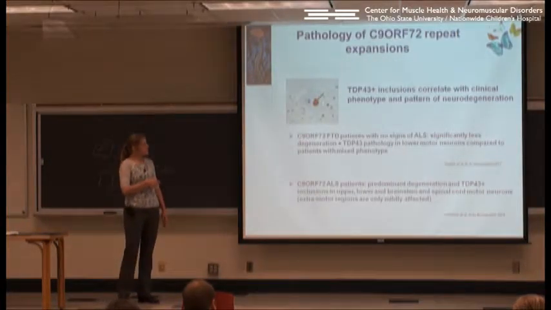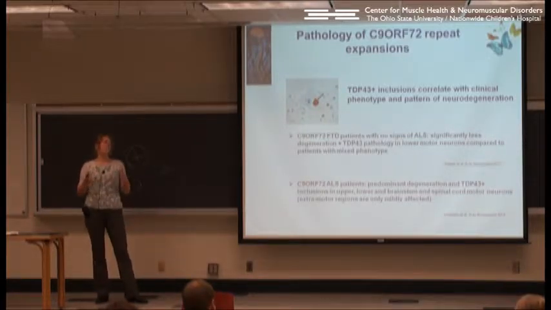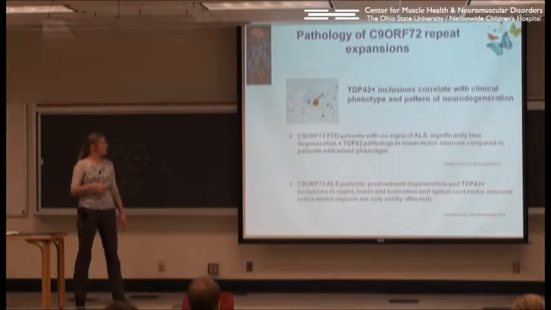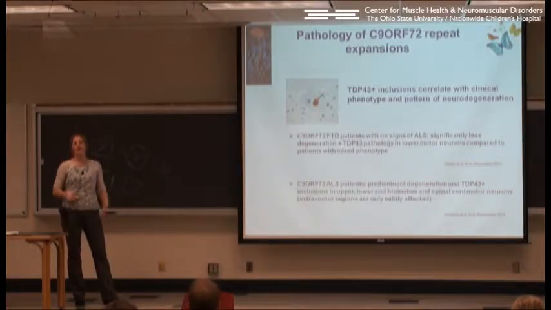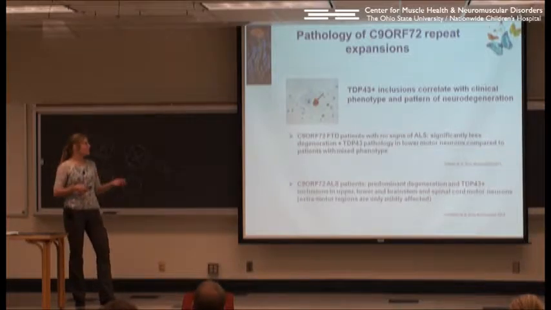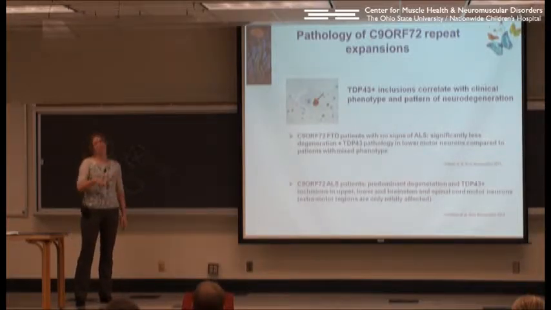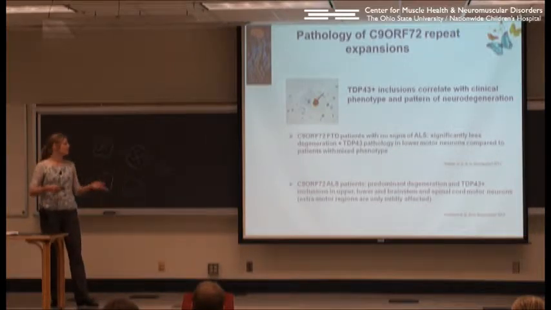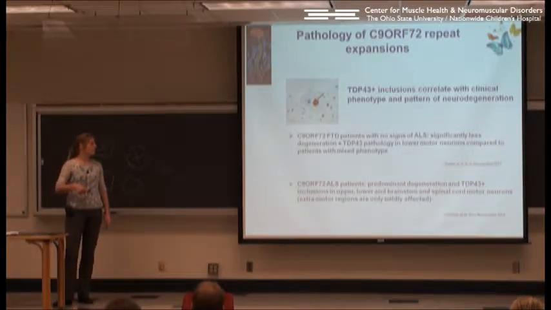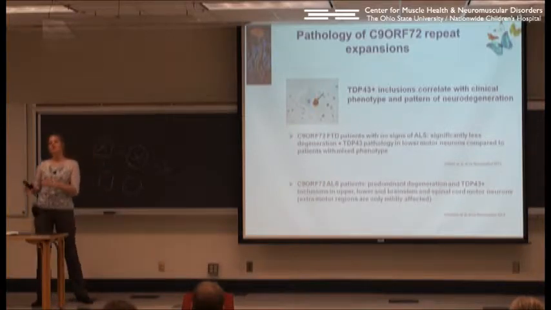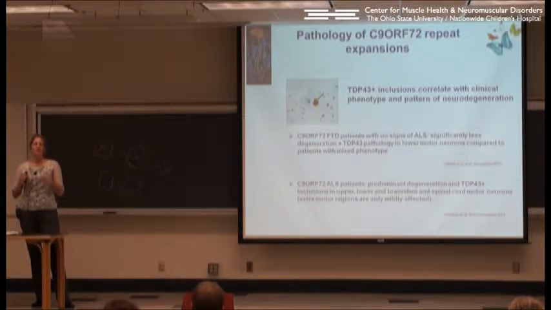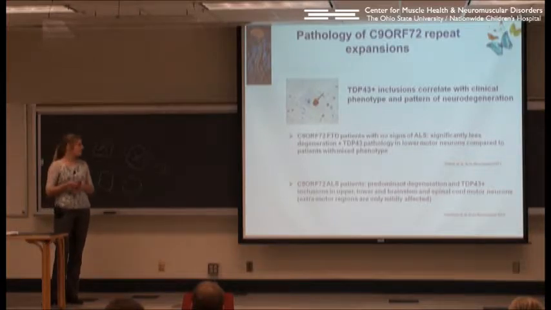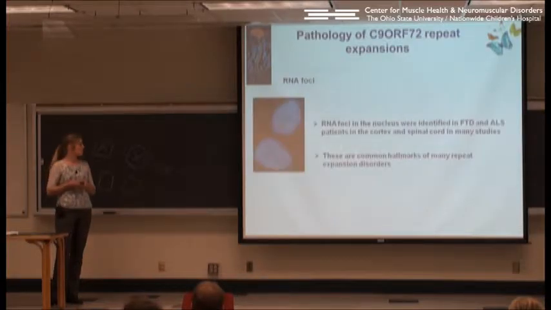So the TDP-43 inclusions have been correlated with clinical phenotype and with the pattern of the neurodegeneration. C9orf72 FTD patients that don't show signs of motor degeneration have significantly less degeneration in the lower motor neurons that have TDP-43 inclusions. Whereas C9orf72 FTD patients with predominant degeneration of the lower spinal cord motor neurons show the TDP-43 inclusion predominantly there. So this correlates relatively well with the disease and the disease pattern that the patient has.